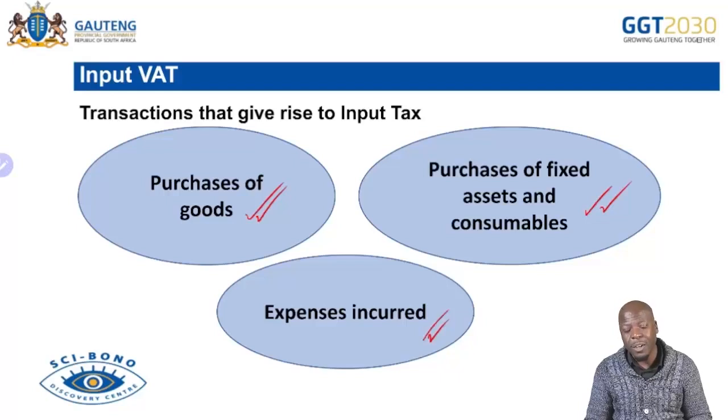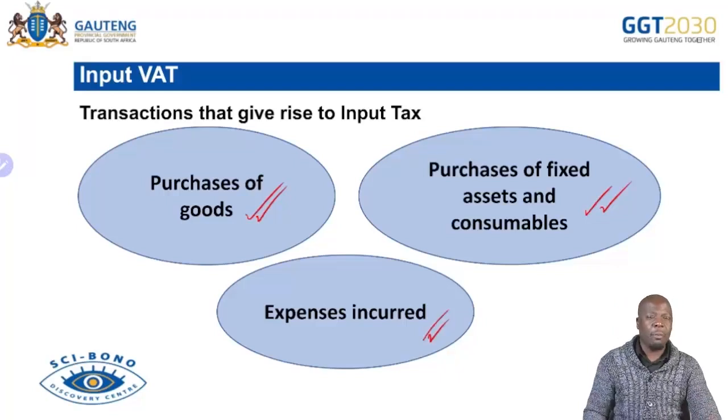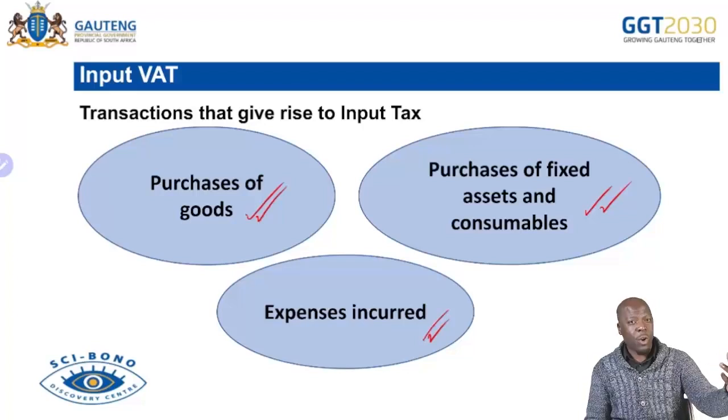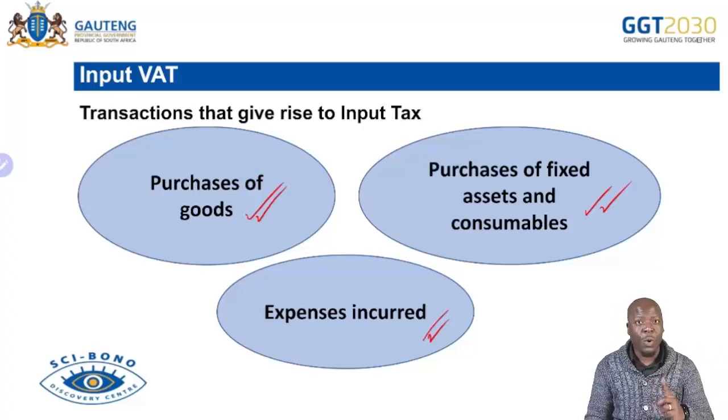All right. So it is easy for you to understand input VAT. What do you do? Follow the goods. Simply follow the direction of the goods. We are the business. What direction are the goods going? As long as the goods are coming in, input VAT will arise. Goods coming in, purchases.